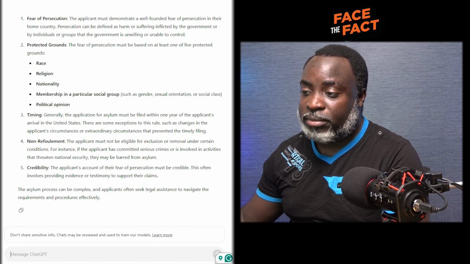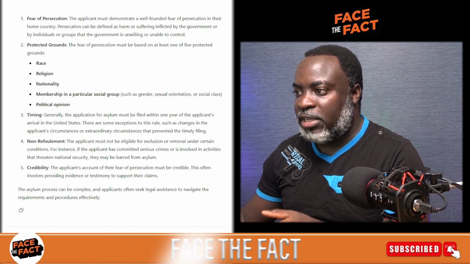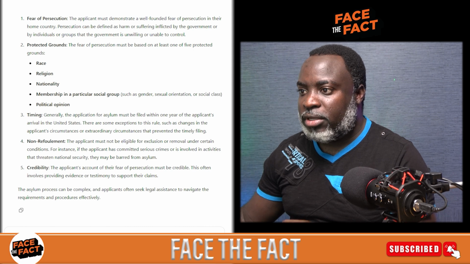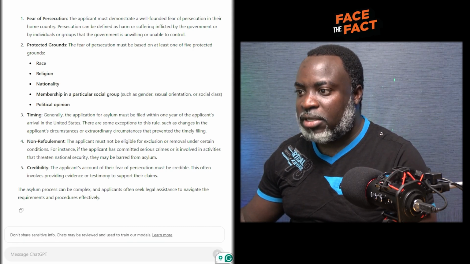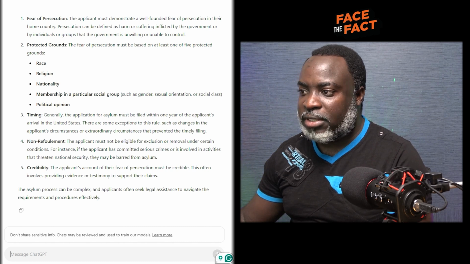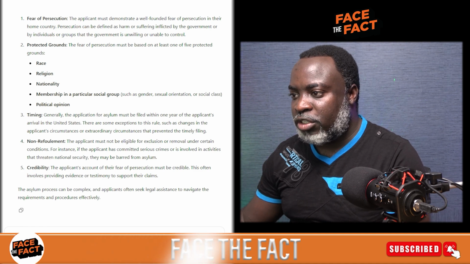For instance, if the applicant has committed serious crimes or is involved in activities that threaten national security, they may be barred from asylum. And then also, when it comes to credibility, the applicant's account of their fear of persecution must be credible. This often involves providing evidence or testimony to support their claims. The asylum process can be complex, and applicants often seek legal assistance to navigate the requirements and procedures effectively. So now we have seen the basis on which a person can seek asylum in the United States. Now, let's go ahead and ask ChatGPT, what are some of the questions a judge can ask an asylee?